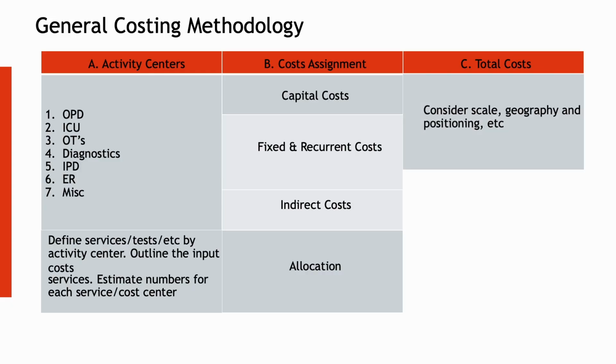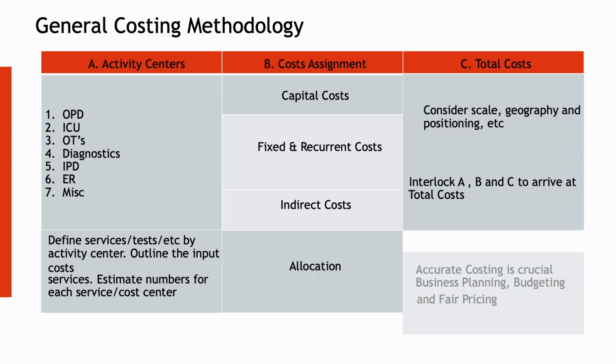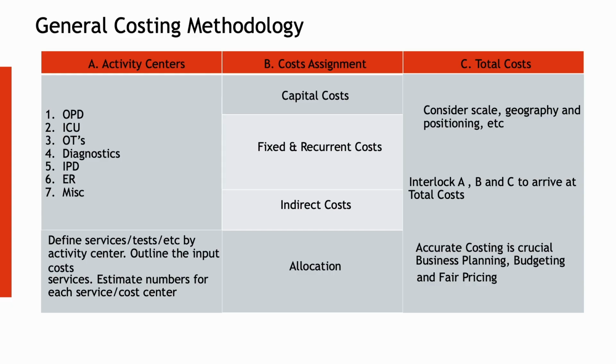And then all of this is aggregated, taking into consideration the scale of the operation, the complexity of operation, whether it's primary, secondary, tertiary, the geography, and how the hospital is positioned. So you interlock A, B, and what we just mentioned, the scale, geography, and positioning, to arrive at the total costs. It is this entire exercise that helps them build a reasonable costing mechanism. And this costing is crucial for business planning. It's crucial for budgeting, and definitely to be able to evolve a pricing mechanism that is fair.